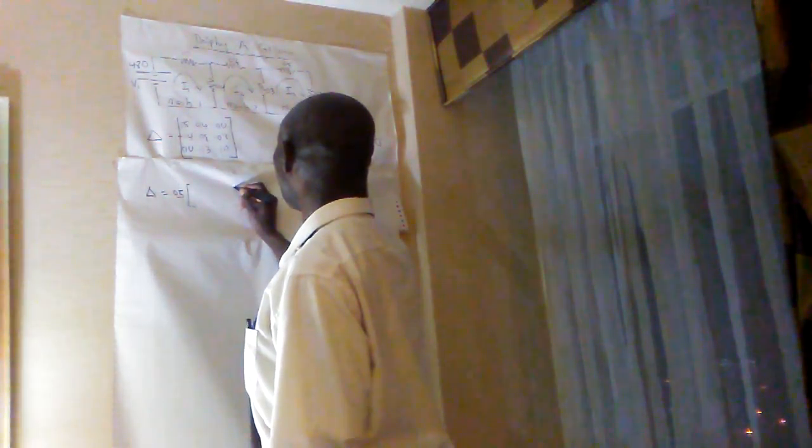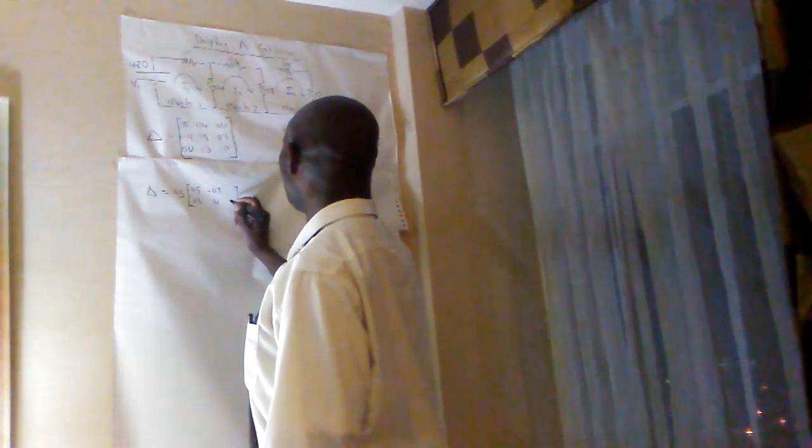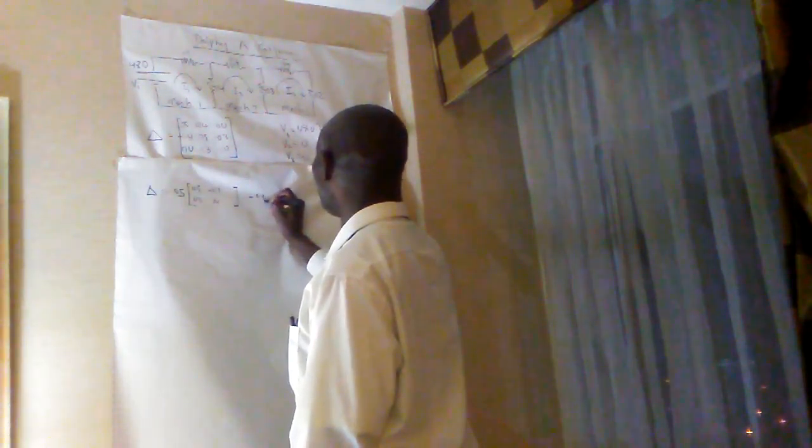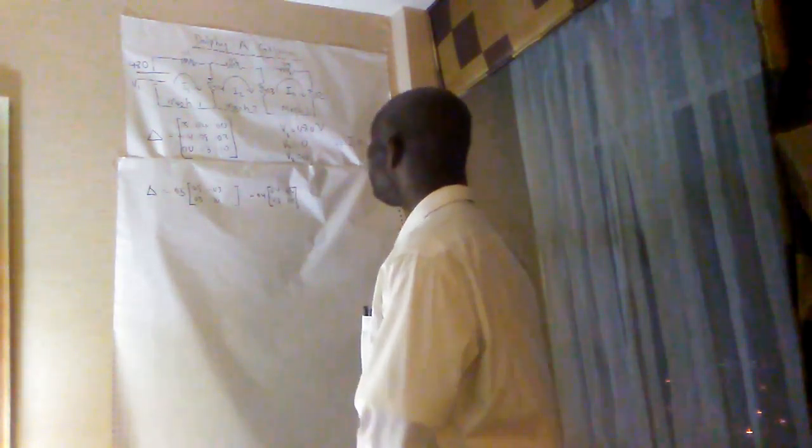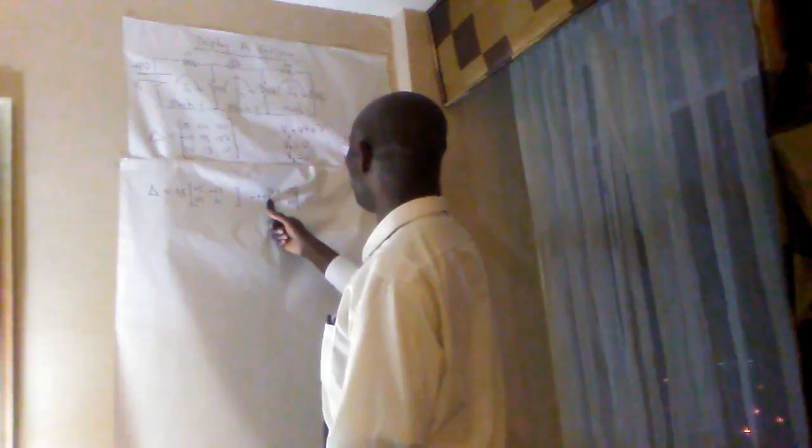Delta is equal now to 0.5 into the determinant 0.9, 0.3, 0.3, 10, minus 0.4 into the determinant 0.4, 0.3, 0, 10, and the 0 would be dominant here because you have to multiply, so this value would really be 0.